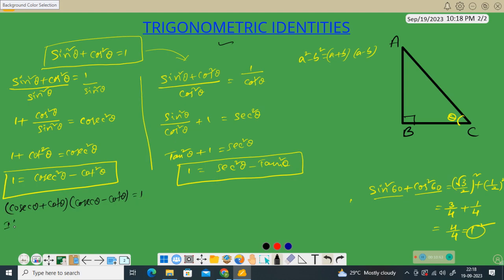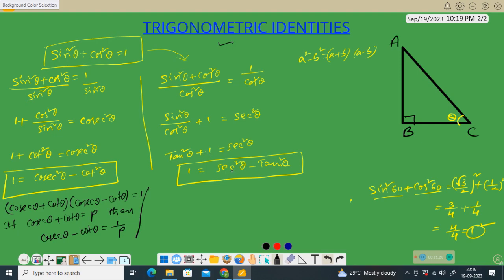So for example, if cosecant theta plus cot theta value is equal to p, then what is the value of cosecant theta minus cot theta? So this total value p is sent to the RHS, that means we get 1 by p. So if cosecant theta plus cot theta is equal to p, then cosecant theta minus cot theta is 1 by p. So it is a very important point.